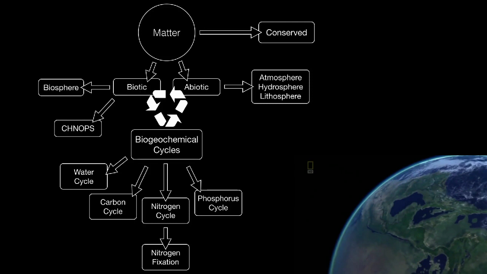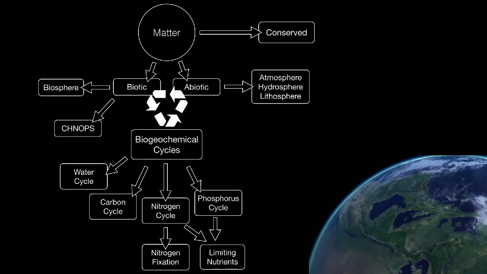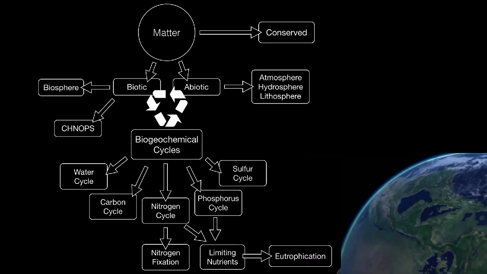Now, both nitrogen and phosphorus are what are called limiting nutrients. That means life really needs them and is waiting for them. And once it gets those nutrients, then it goes really quickly. It is a good thing, but sometimes can lead to eutrophication. And then finally, we will finish with the sulfur cycle.